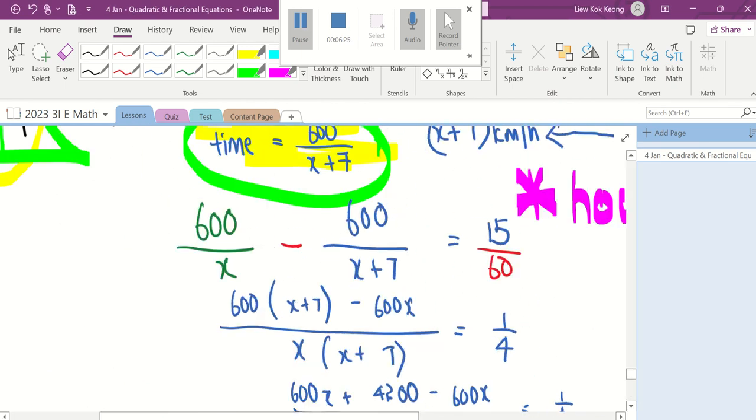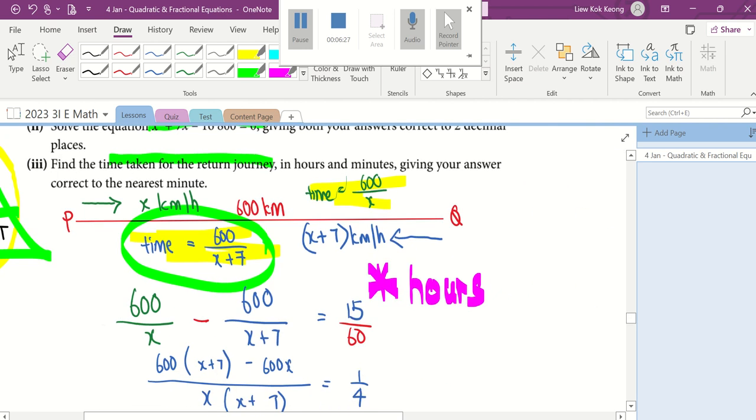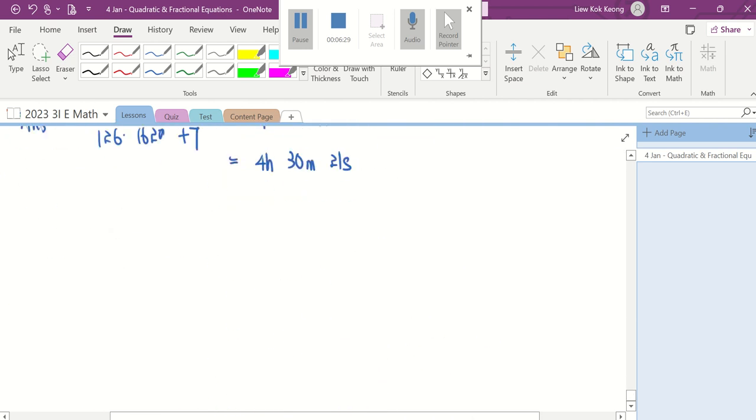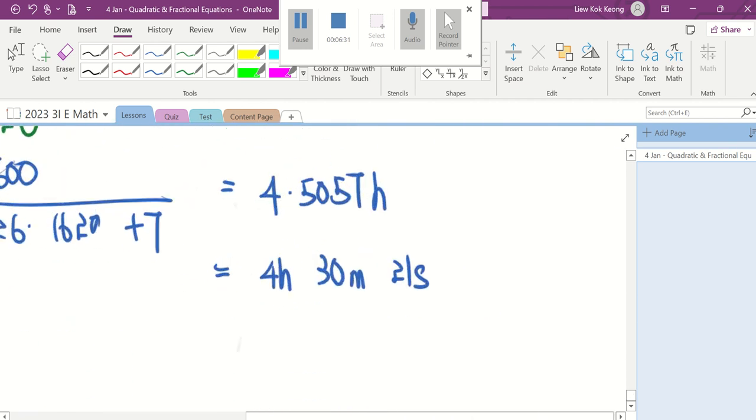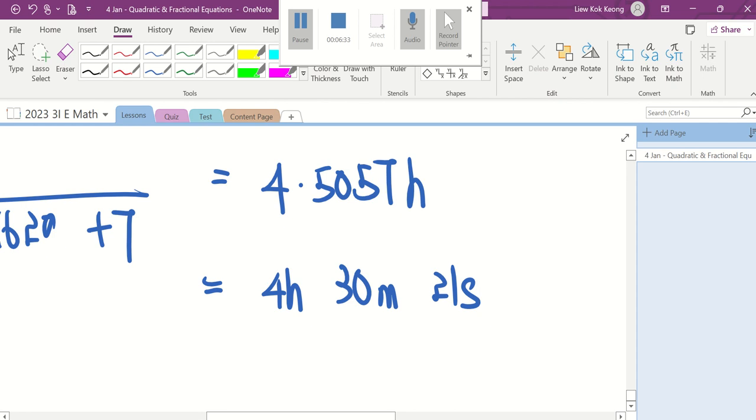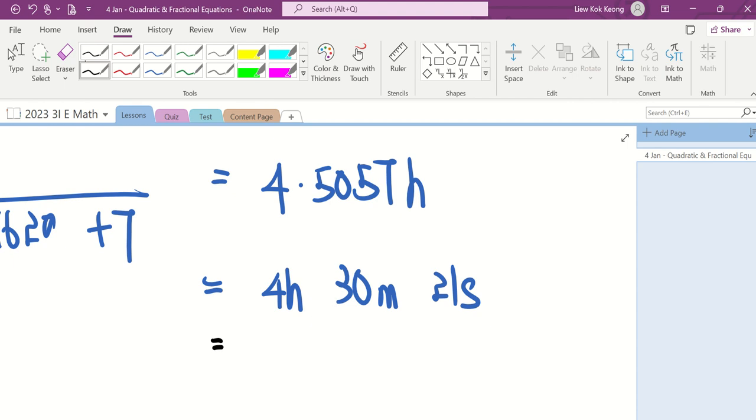So because we need to round off, but this is a contextual question, I need to finish the return journey from Q to P. If I round off to just 30 minutes, I will not have reached Q yet. So in fact, you cannot round down. In such questions, when you deal with timing, take note, you will need to round up. You cannot just round off. You need to round up, even though the number is small. Okay? So this will be the final answer.